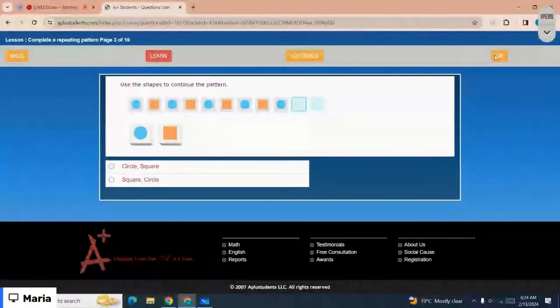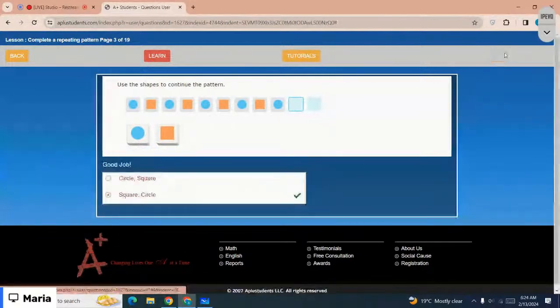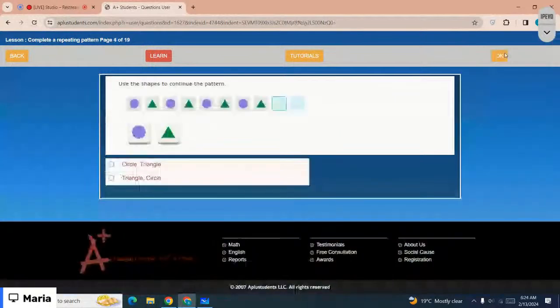Yes, that is square and then circle. Square and circle it is. Use shapes to continue the pattern. So which is the next one?